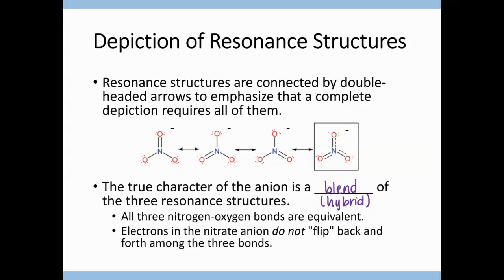Now, usually when we're drawing structures, we will represent an individual resonance structure or all of the resonance structures. We don't often draw the hybrid. The individual resonance structures help us understand properties of this molecule or this ion. So we often draw those individual structures.